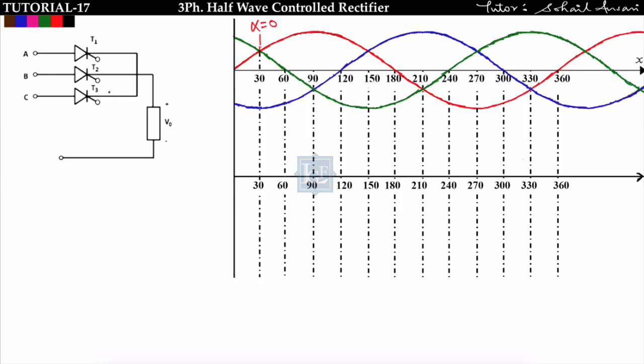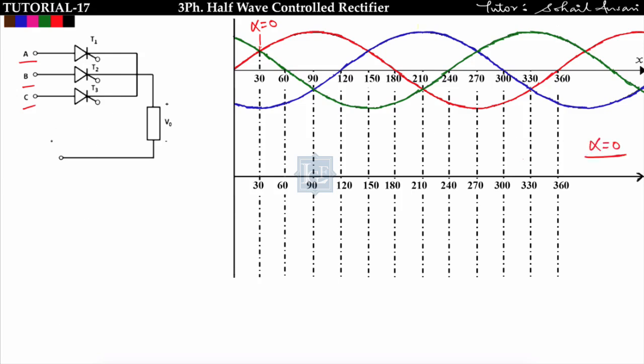Now see here, I am giving a 3-phase supply across A, B, C, such that VA0 is equal to Vm sin omega t, VB0 is equal to Vm sin(omega t minus 120), and VC0 is equal to Vm sin(omega t minus 240). Now first I will draw the waveform of this 3-phase half wave controlled rectifier for alpha equal to 0.